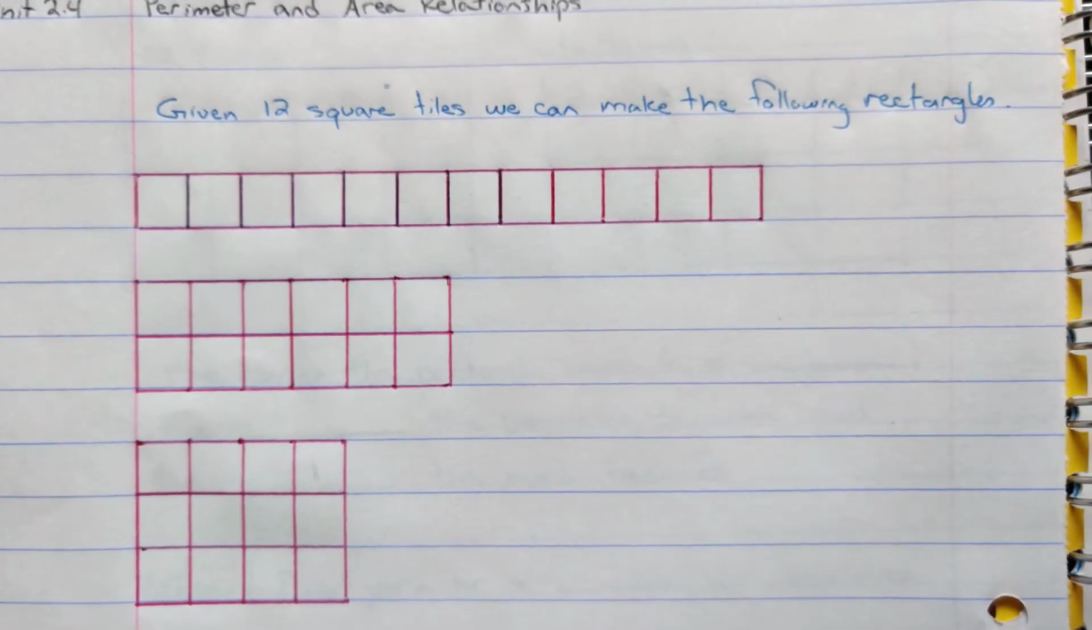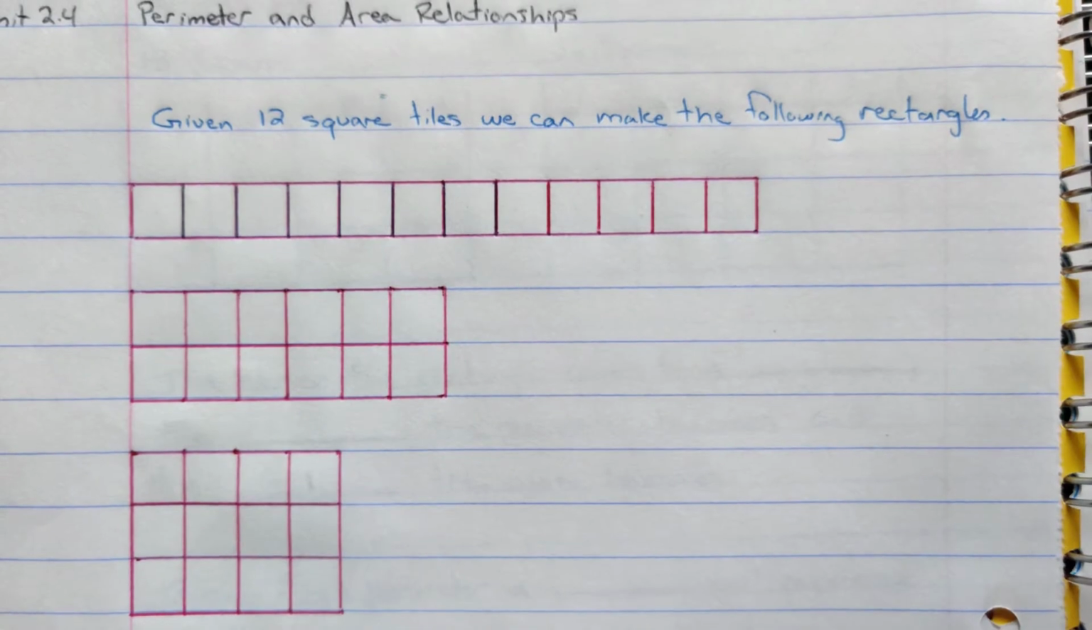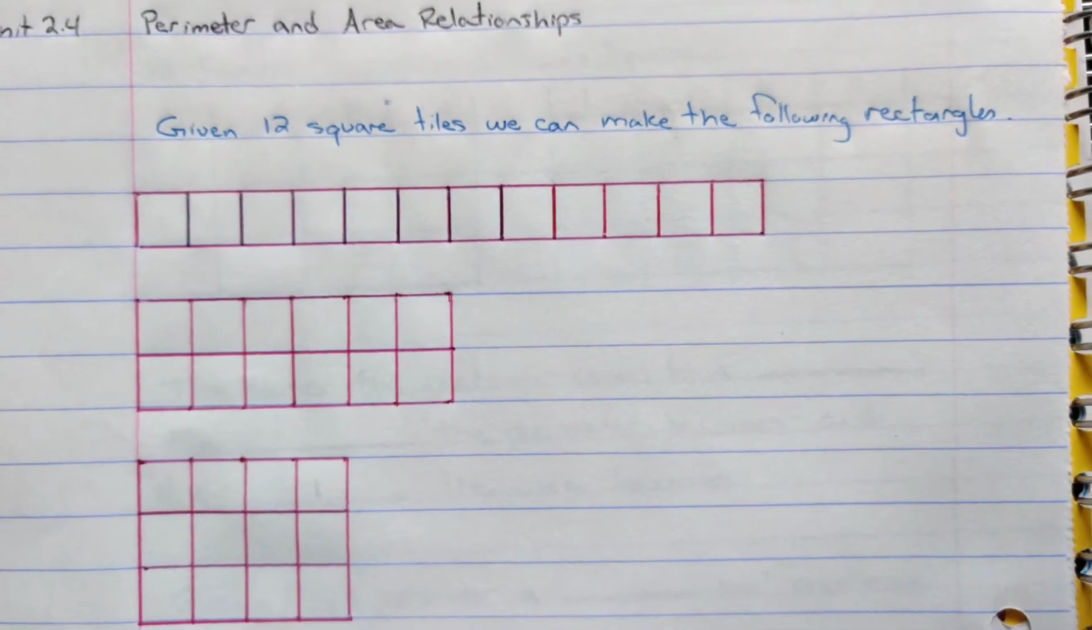Given 12 tiles, so I've got these little squares, tiles here that I drew out, we can make the following rectangles. I can make a 1 by 12 rectangle. I can make a 2 by 6 rectangle. I can make a 3 by 4 rectangle. And that's going to be it, because those are all the factors of 12. And the area will be based on the factors.